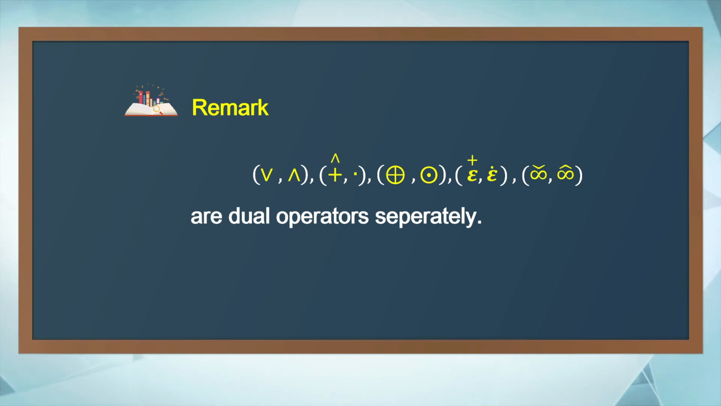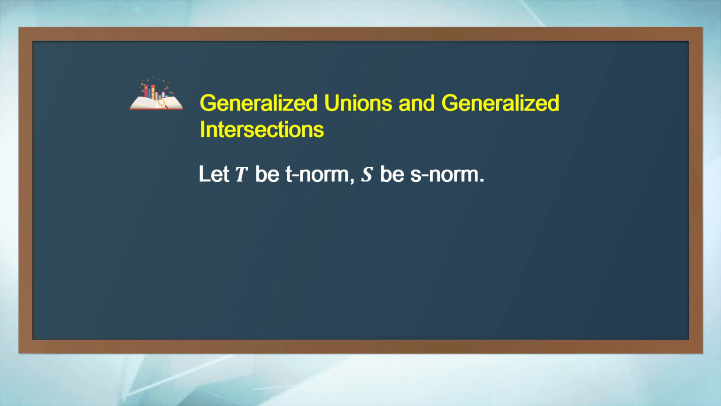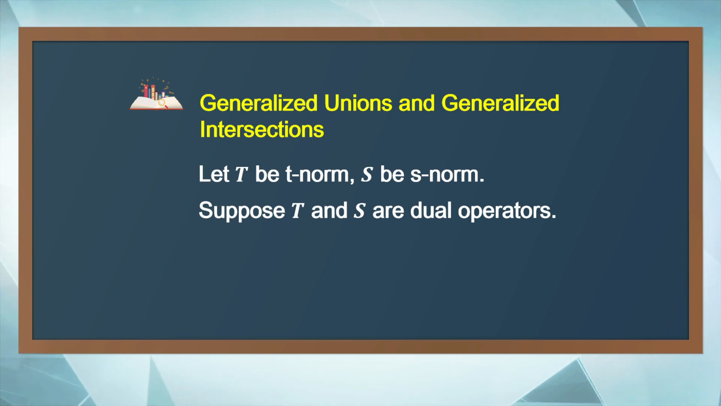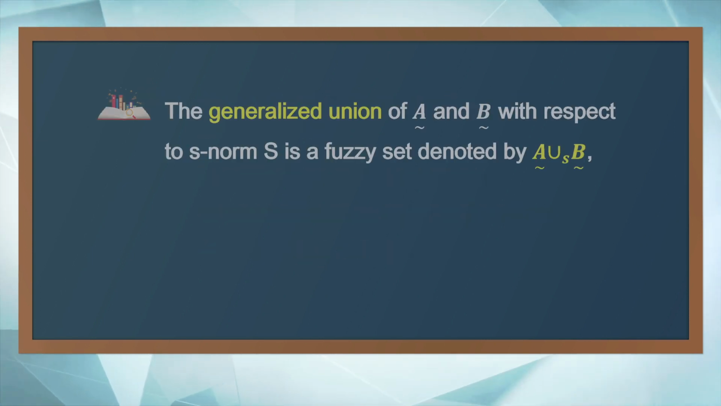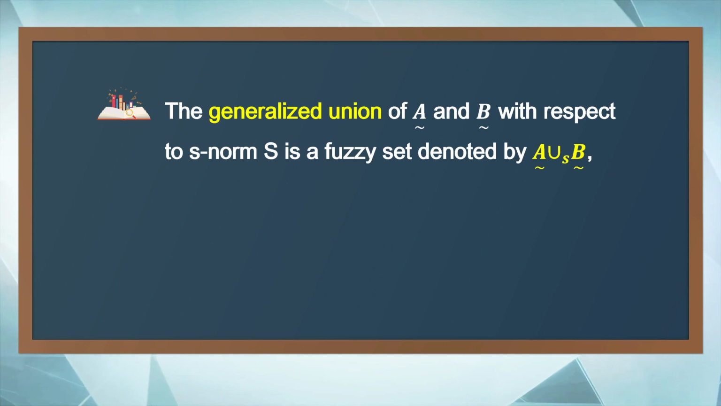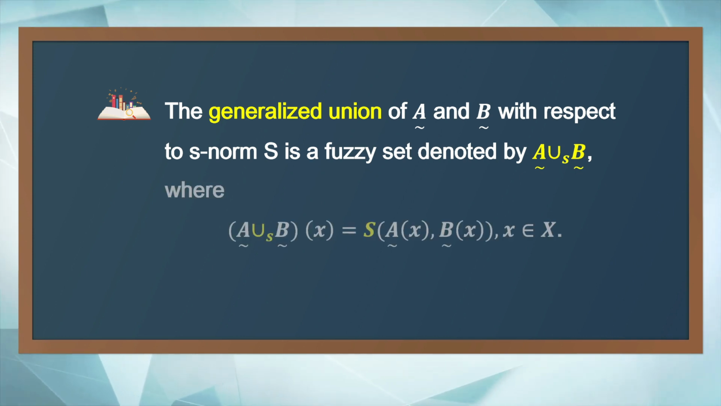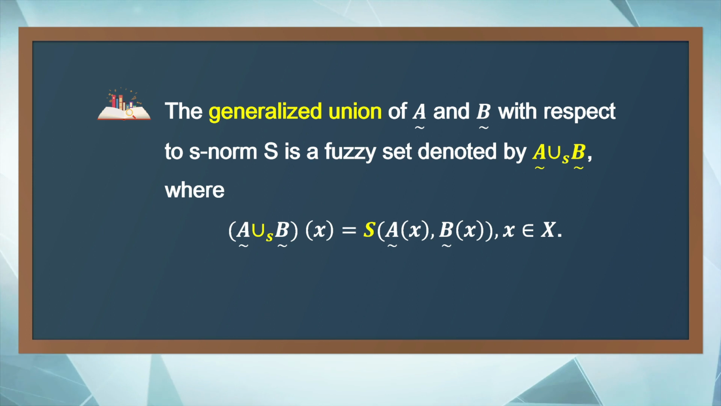Now we have made enough preparation for the definitions of generalized unions and generalized intersections of fuzzy sets. Let T be a t-norm, S be an s-norm. Suppose T and S are a pair of dual operators. Suppose A and B are fuzzy sets. The generalized union of A and B with respect to s-norm S is a fuzzy set denoted by this notation, where the membership function is as follows.